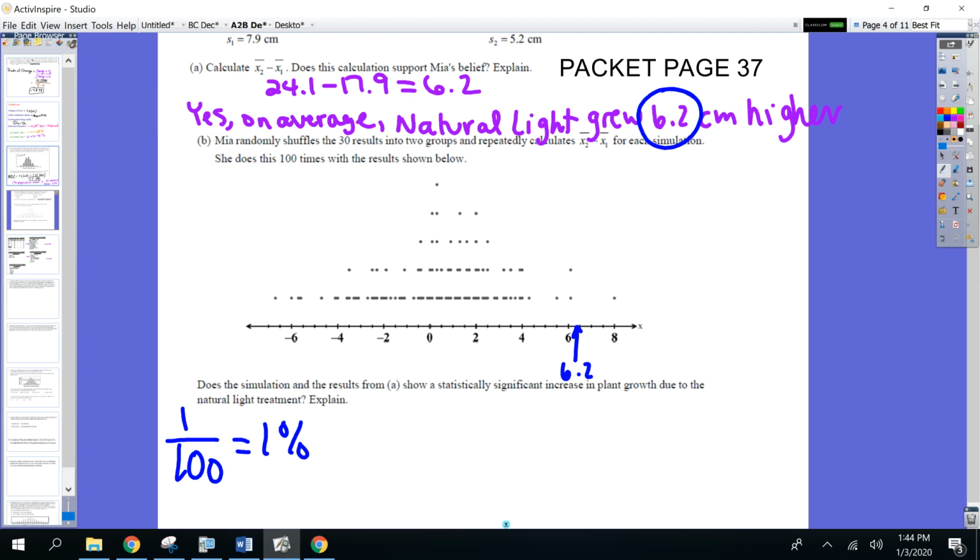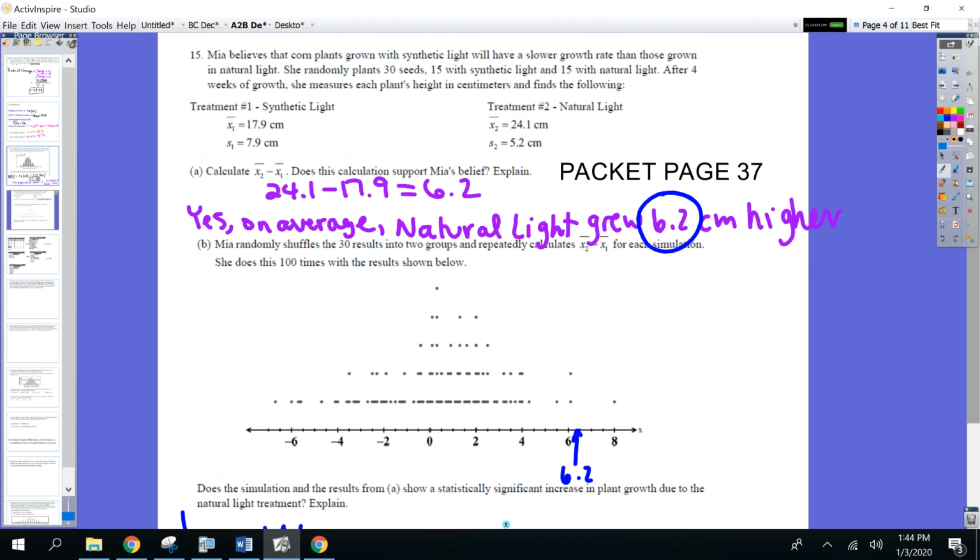Okay, so here's what happened. We had 15 and 15, right? Two groups, one group of 15, another group of 15. I calculated their heights. I did the average. This is what it came out to be. Then here's what I did, Ben. All these 15, boom, I just randomly put them in another group of 15, regardless if they got natural light or synthetic, right? I did it again. Boom, boom, random 15, found the averages, did it again.